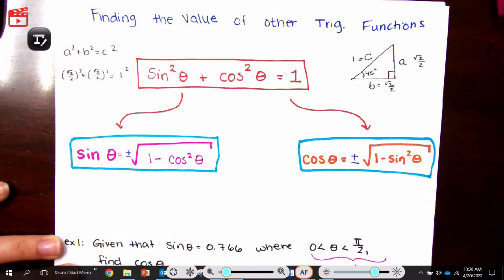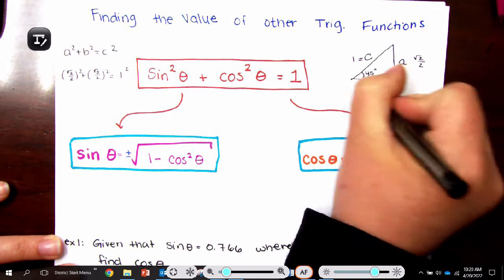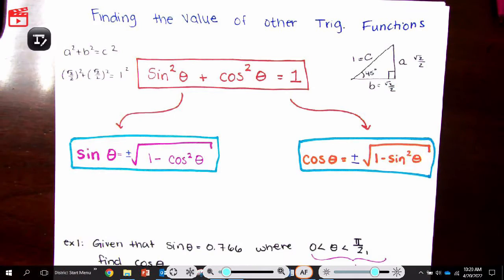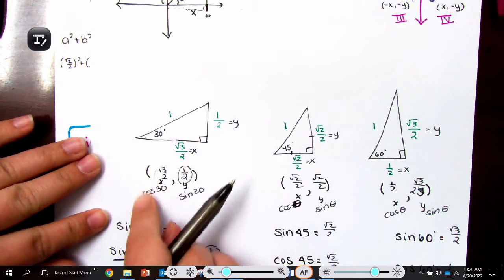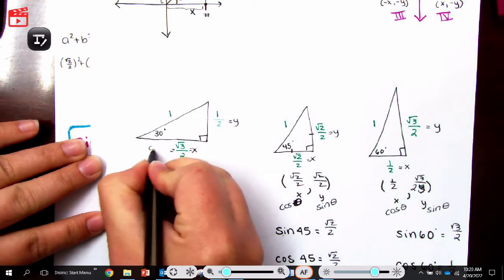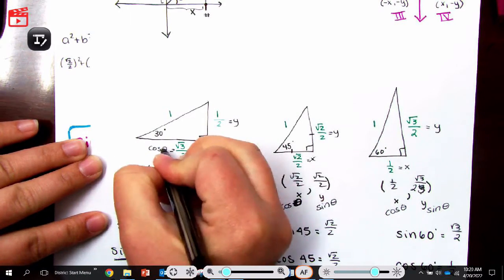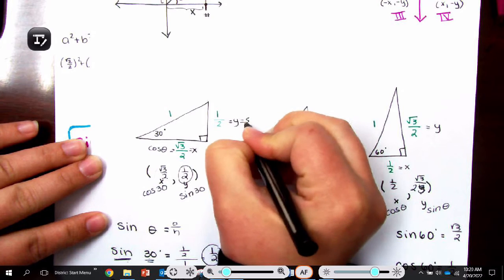And because our hypotenuse for all of the special triangles is 1, it follows the pattern. Remember this right here? Let's show you one more time. This x value was your cosine value. So this is your cosine of theta. And this right here, this y is your sine of theta.